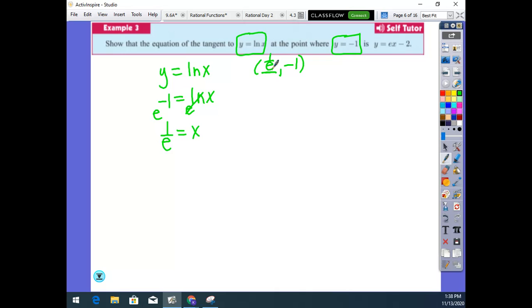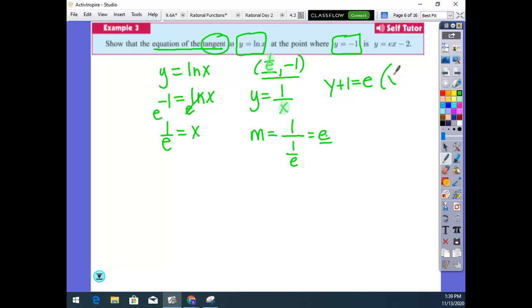Now I need to take the derivative, equation of the tangent. As soon as you see the word tangent, take the derivative. What's the derivative of ln x? 1 over x. My slope, I need to plug in my x coordinate in for x. So 1 over 1 over e is e. So plug in my point and slope.